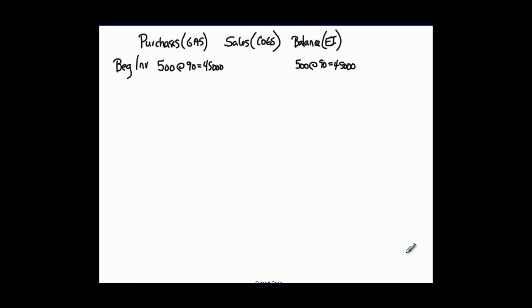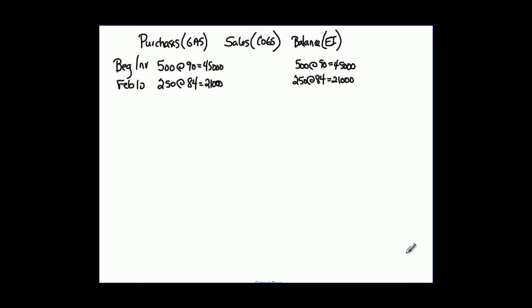But things get a little murky when we have a new purchase on February 10th. We purchased 250 units, but these units have a different price. We're paying $84 for these ones. Total cost is $21,000. So we're going to bring that balance over to the balance column.